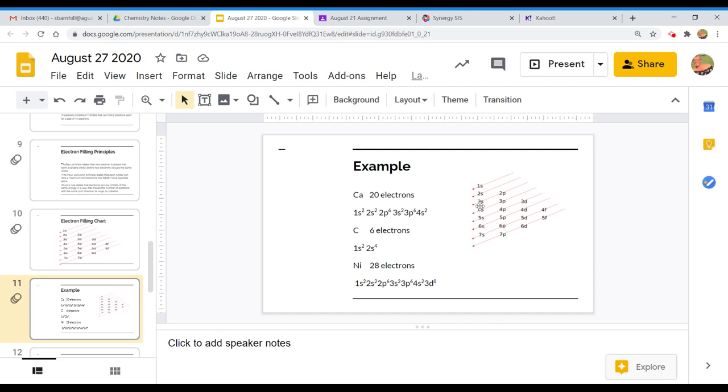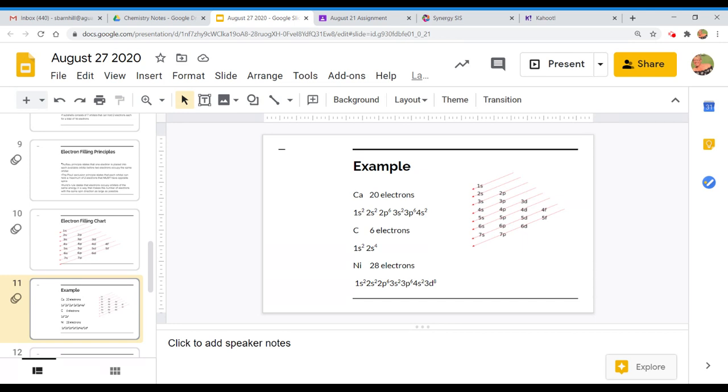After 3s, I come over here to the end of my arrow, follow it down. I'm at 3p. I write down 3p. In all p's, I can put a maximum of 6. So now I am at 18 and I need to get to 20. So I follow the 3p down to 4s. 4s, and I can put 2, and that takes me where I need to be, 20 total. So when I add up all these superscripts, if I've got 20, I'm done.